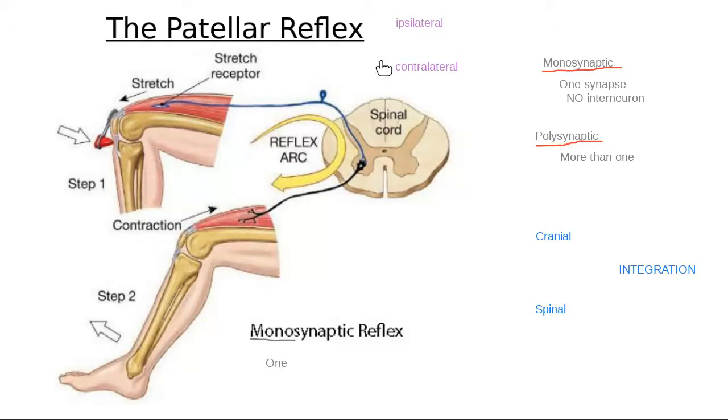One of these words means that it's on opposite sides. Do you think that ipsilateral or contralateral would mean opposites? Yeah, exactly. Contralateral means that the effect is on the opposite side. Ipsilateral means the effect is on the same side.